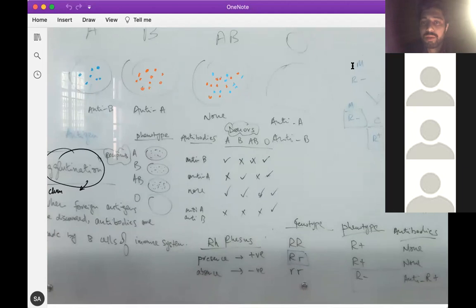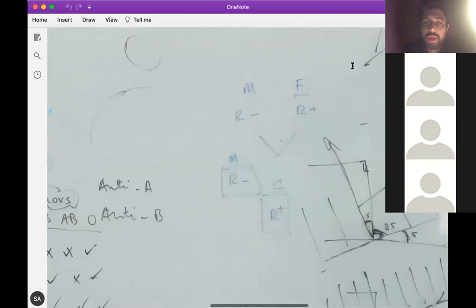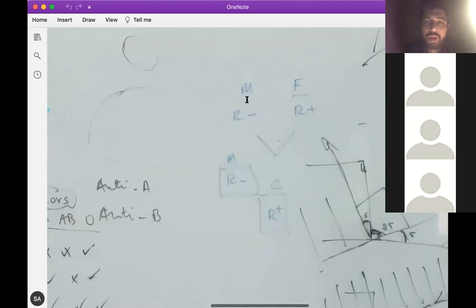We begin with an imagination here that we have a mother who is rhesus negative, whatever the blood group is, and a father who is rhesus positive. Okay, he has the protein, mother does not have the protein. When they conceive a child, I've represented M for mother, F for father, and C for child here.